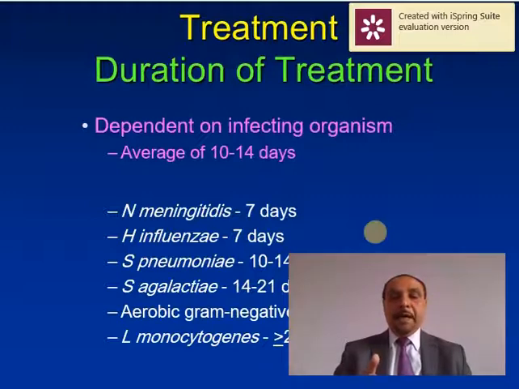Streptococcus agalactiae is 14 to 21 days. This is rare, of course, and we don't see it. Aerobic gram-negative bacilli for 3 weeks. Complete 3 weeks, 21 days. And again, Listeria monocytogenes, especially in neonates, we have to give at least 3 weeks duration of treatment.